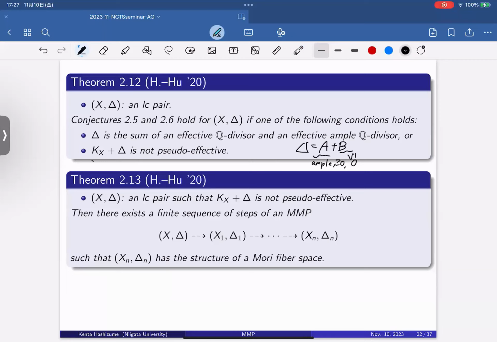Or if the log canonical divisor is not pseudo-effective, then conjectures 2.5 and 2.6 hold for this pair.